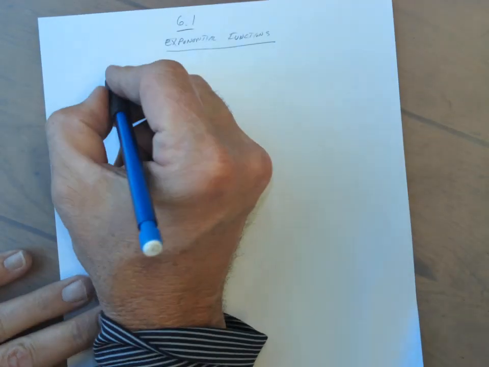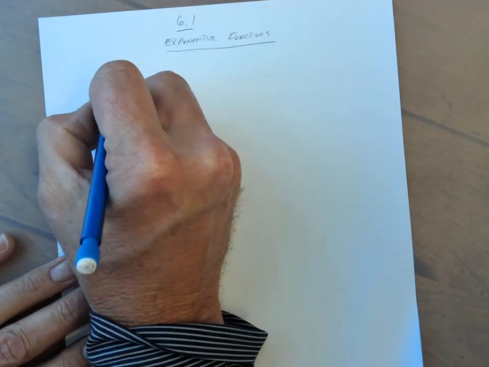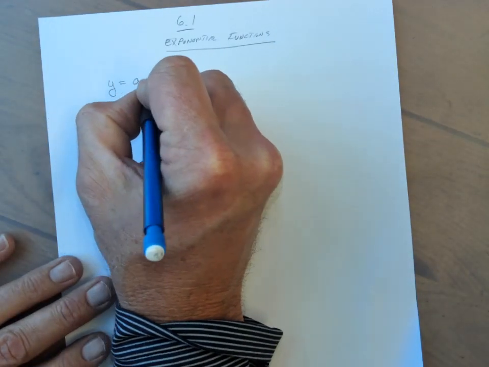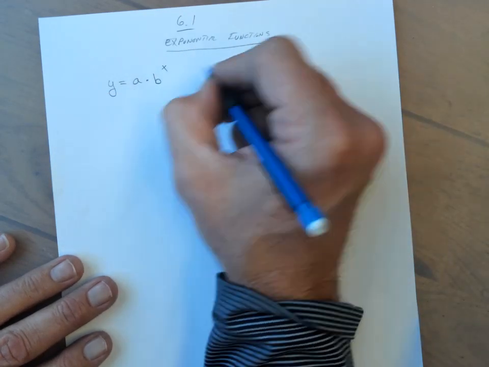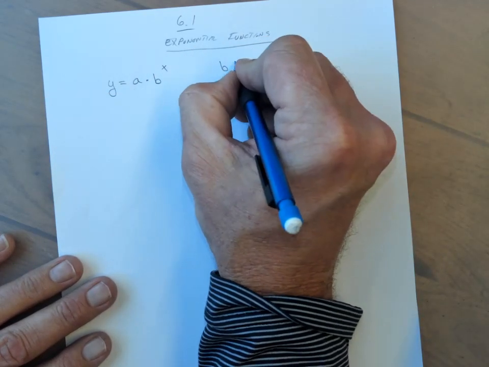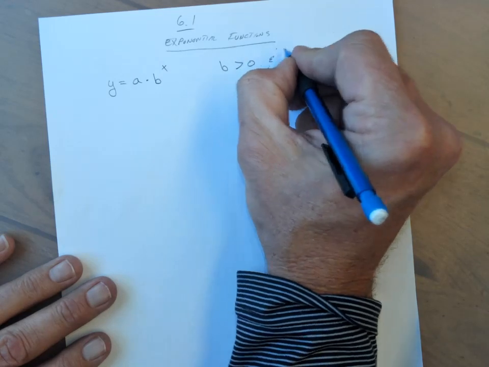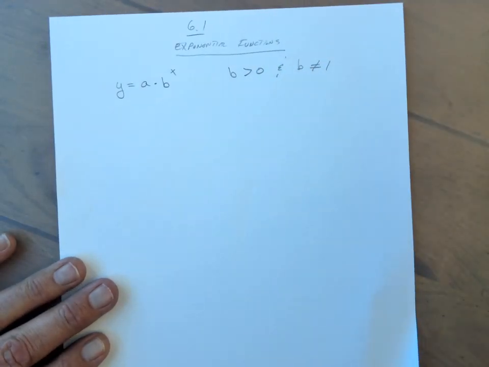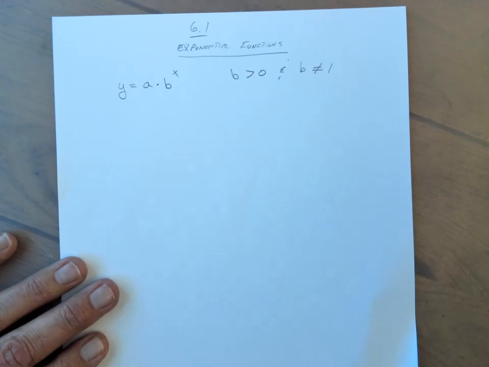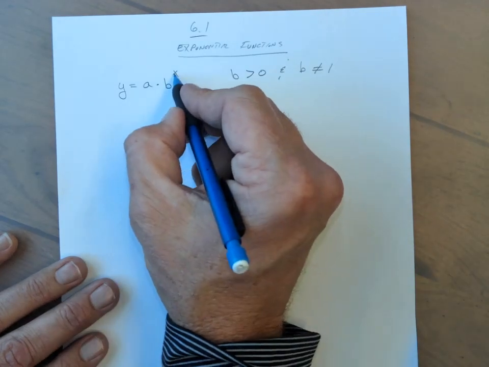So remember, we defined an exponential function to be of the form y equals a times b raised to the x power. There's some restrictions on b: b has to be a positive number, and b is not equal to 1. So as long as we're in that form, then we have an exponential function. Notice the variable is in the exponent.